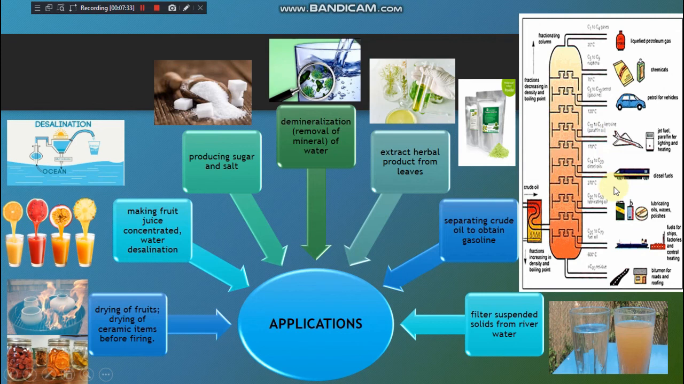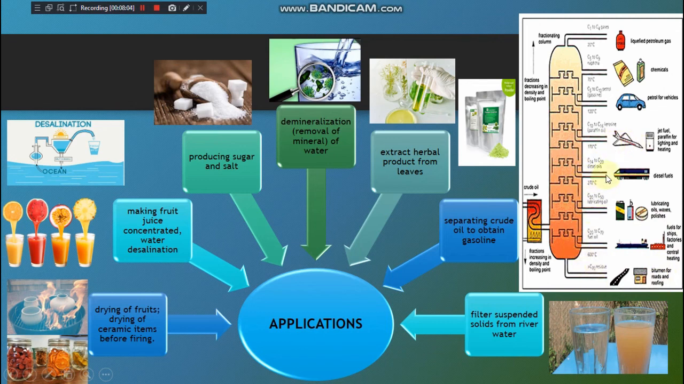This diagram shows a summary of the main fractions from crude oil and their uses: liquefied petroleum gas, chemicals, petrol, jet fuel, diesel fuels, lubricating oils, wax, polish, fuels for ships, and the last one is bitumen. We need to note that the gases live at the top of the column, the liquids condense in the middle, and the solids stay at the bottom.